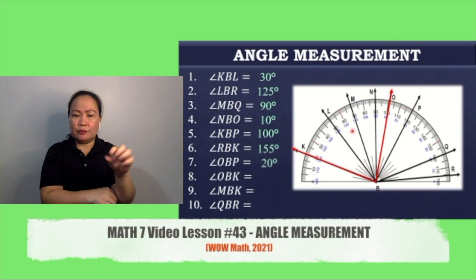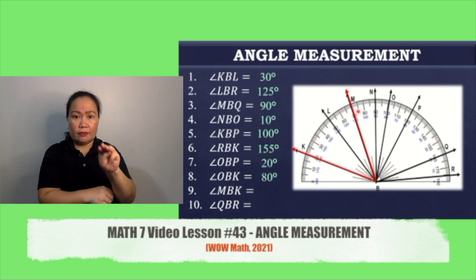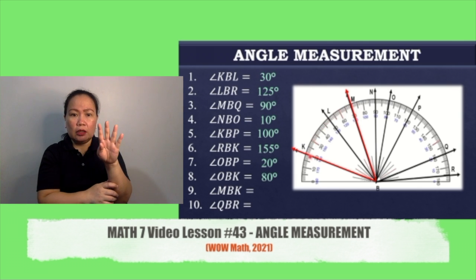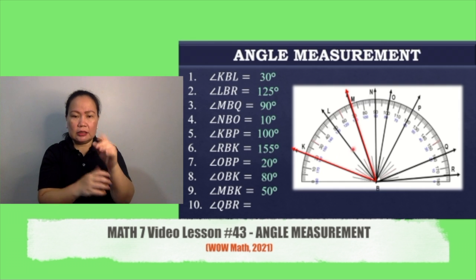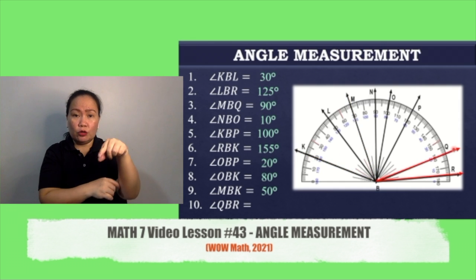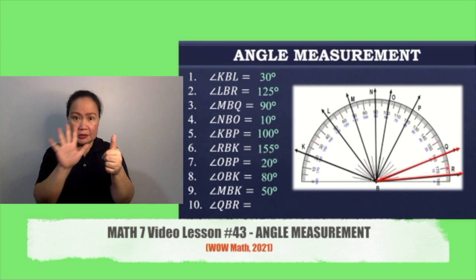Angle OBK. So this is your OBK. Let us count. So 10, 20, 30, 40, 50, 60, 70, 80 degrees. Next, angle MBK. So 10, 20, 30, 40, 50 degrees. And angle QBR, ito si QBR, so 10, 5 lang to, so 10, 15 degrees.